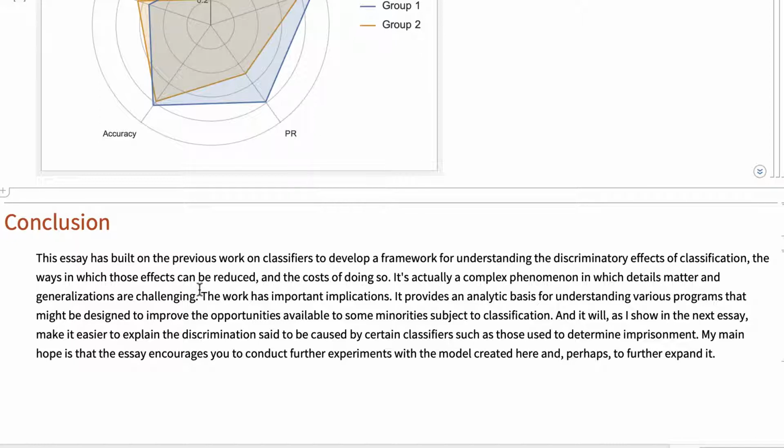So my main hope here is that the essay encourages you to think about discrimination by classifiers, which I do believe is going to be a major issue in the years to come, to think about implications for equal protection, and if anyone's ambitious, to think about ways in which the model could be made yet more complex, or I suppose simpler, in order to get a better handle on what's going on with supervised machine learning operating on real-world problems. Thanks for your attention.